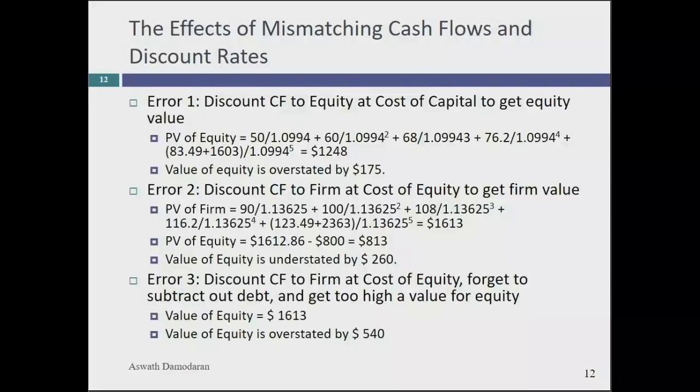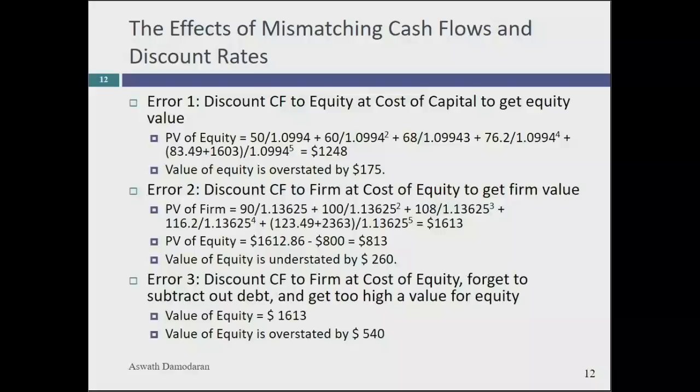Discounting cash flow to equity at the cost of capital, you'll end up with too high a value. That's exactly what Kennicott did, or at least First Boston did with Carver. They, of course, used the wrong companies. But they discounted cash flows to equity at the cost of capital. If they discounted cash flow to the firm at the cost of equity, you get the reverse problem. You get too low a value because you're discounting cash flows to all claim holders at an equity cost.